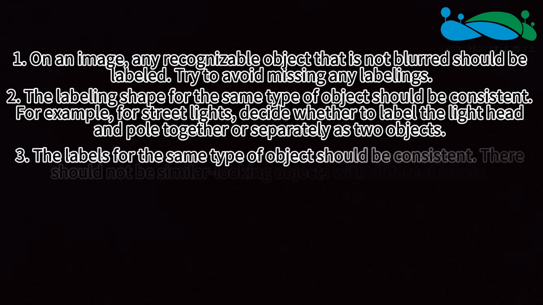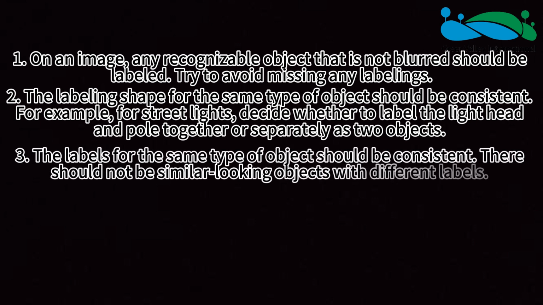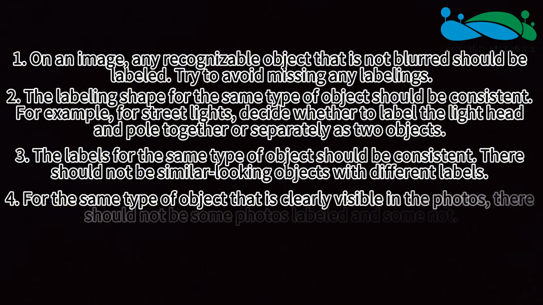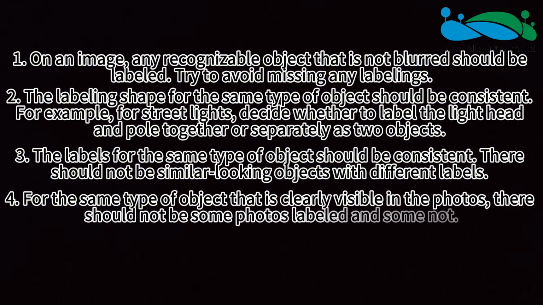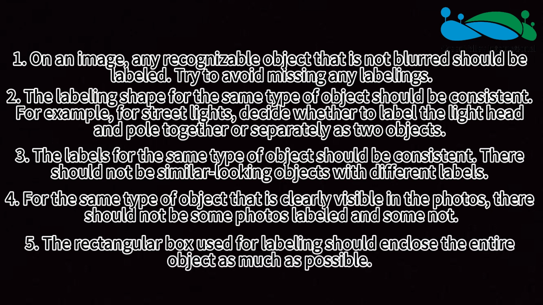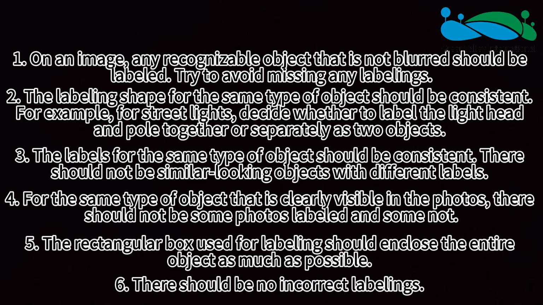3. The labels for the same type of object should be consistent. There should not be similar-looking objects with different labels. 4. For the same type of object that is clearly visible in the photos, there should not be some photos labeled and some not. 5. The rectangular box used for labeling should enclose the entire object as much as possible. 6. There should be no incorrect labelings.